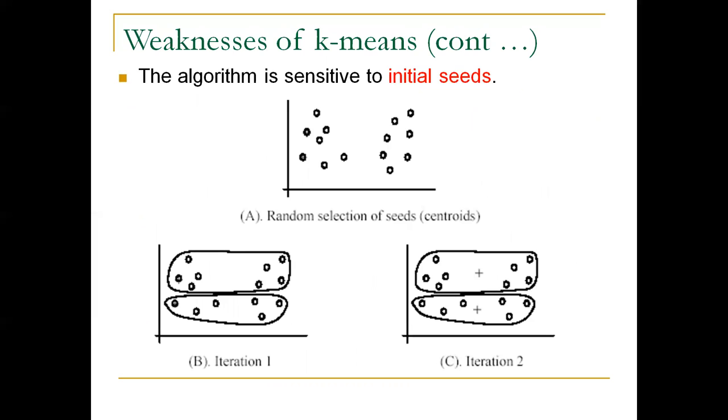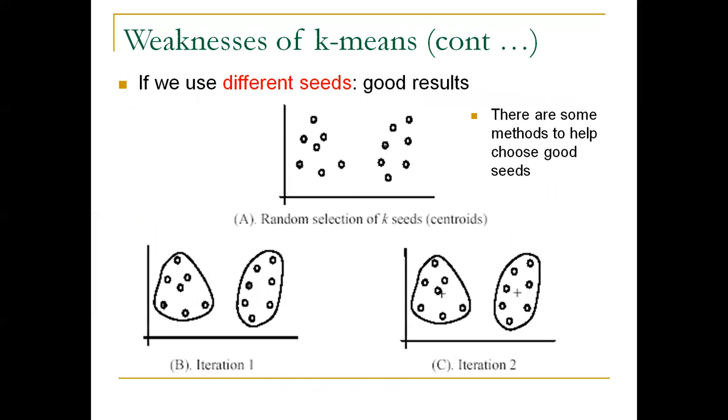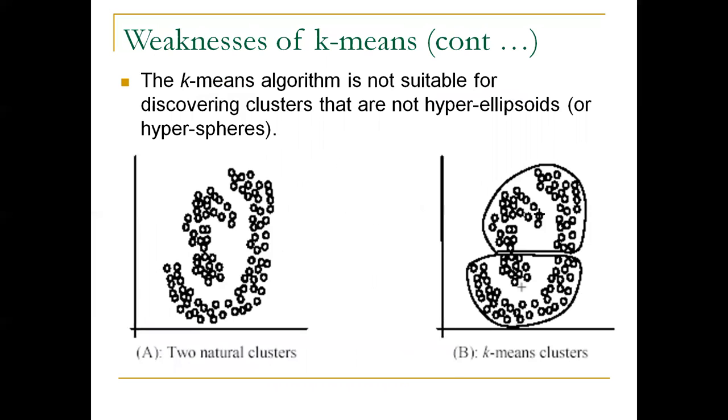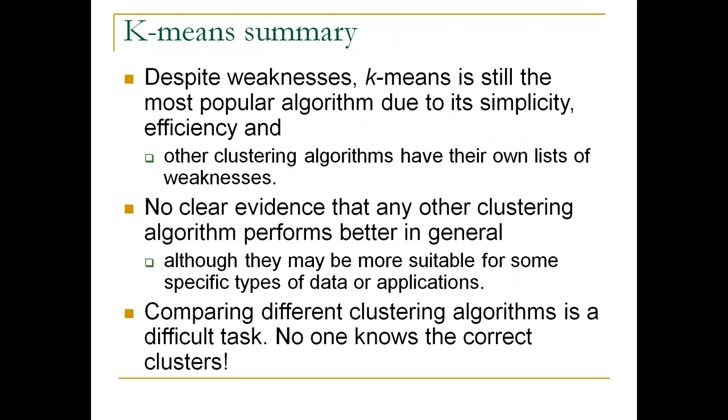The algorithm is sensitive to the initial seeds. If you use different seeds, we'll get different results. The K-means algorithm is not suitable for describing clusters that are non-ellipsoids or hyperspheres, that is, which have uncomplex shapes.